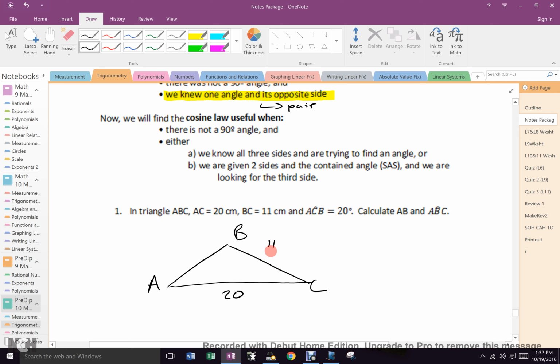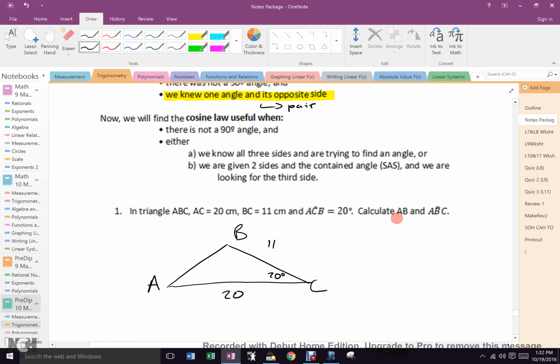BC is 11, and angle ACB is 20 degrees. Can I use sine law on that? No. Why not, Sam? You don't have a pair. I don't know how long this side is, and I don't know how big that angle is. So I can't do it, can I?